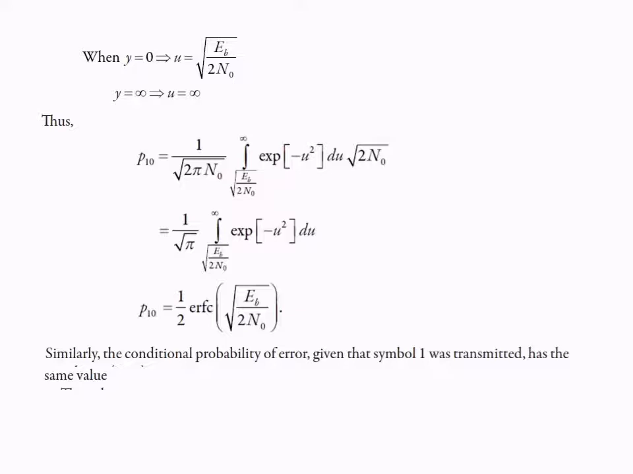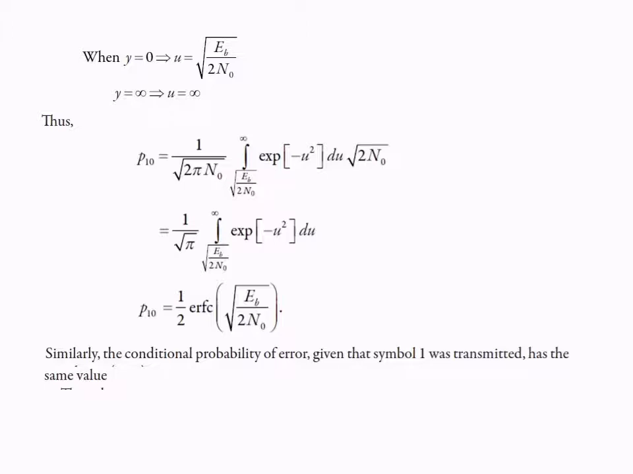Now root of 2N naught will be cancelled. Now your equation becomes 1 by root of pi integration from root of Eb by 2N naught to infinity e raised to minus u square du. Now we are going to use the complementary error function, as we have used in BPSK and QPSK. We know that the complementary error function equation is erfc(u) is equal to 2 by root of pi integration u to infinity e raised to minus u square du.